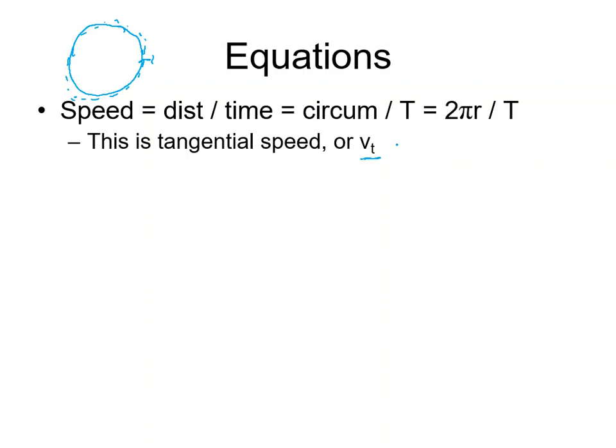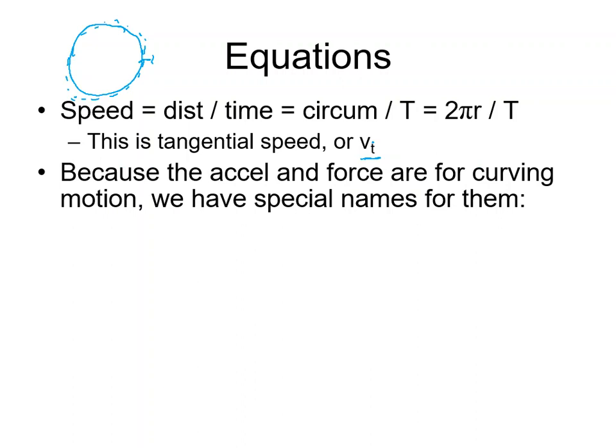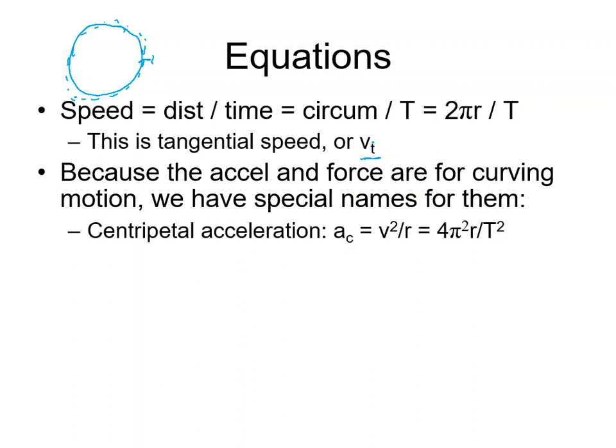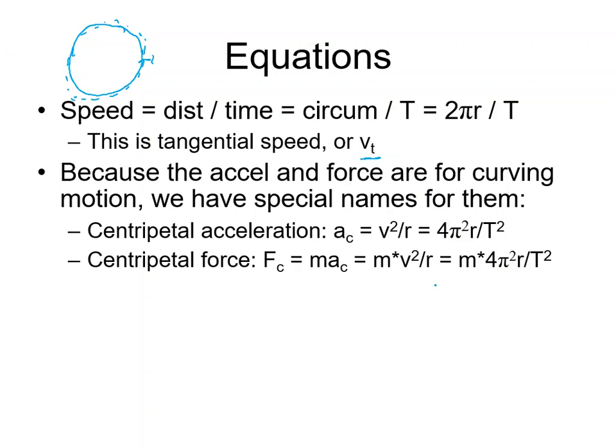You say, wait, doesn't v stand for velocity? Yeah, but we're still going to call it tangential velocity, because we're really just recognizing that we're changing direction, okay? So because we recognize we're changing direction, we're going to use speed and velocity a little bit interchangeably. Just go along with it. Because the acceleration and the force are for curving motion, we have special names for them. So we have these equations, and we have special names to go with these special types of acceleration and force.